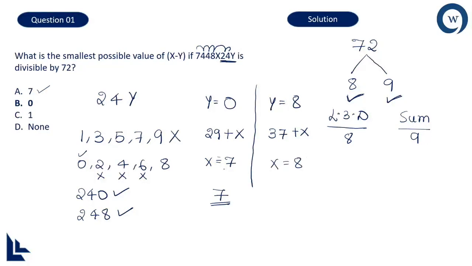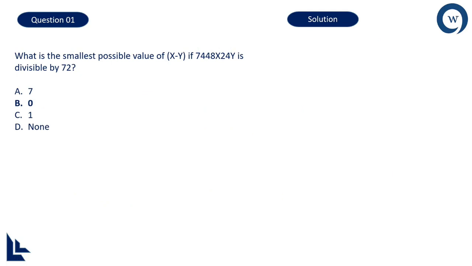Now tell me, what is the x minus y value? X minus y value is 0. Now tell me, between 7 and 0, which is the minimum value? Minimum is 0, right? And that's the reason 7 is not the right answer, 0 is the right answer. So I hope that the concept is clear for everyone, and we'll directly move on to the next problem.